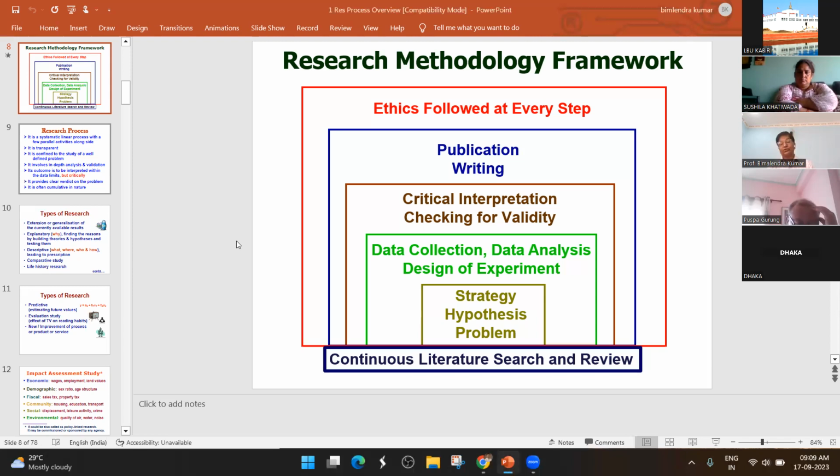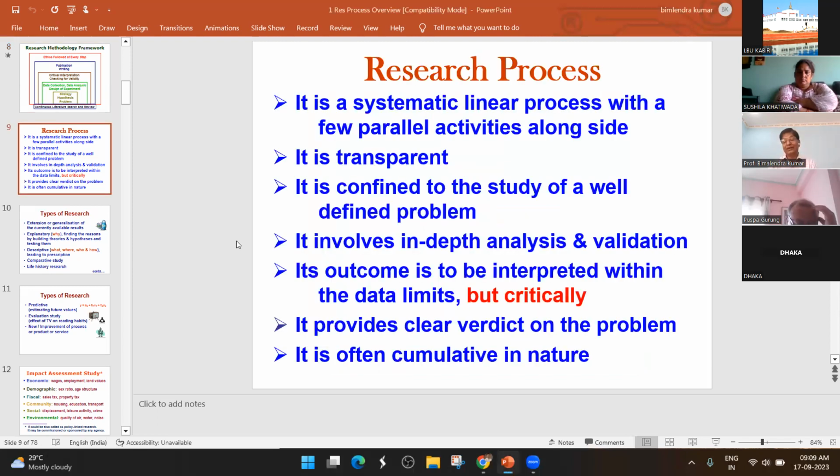So now there is a process for how a research scholar should start writing research proposals, and how he can go through the literature related to his topic. So this is the research process. It can be defined as a systematic linear process with a few parallel activities alongside. So there must be scientific investigation related to all our activities in writing as well as in critical work.